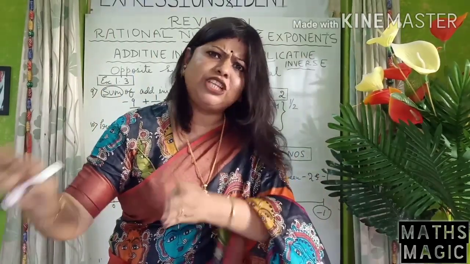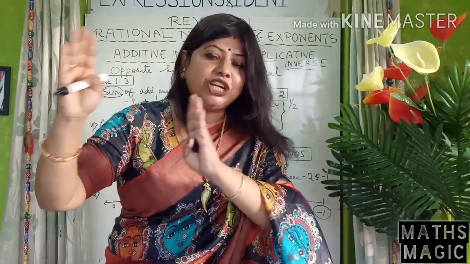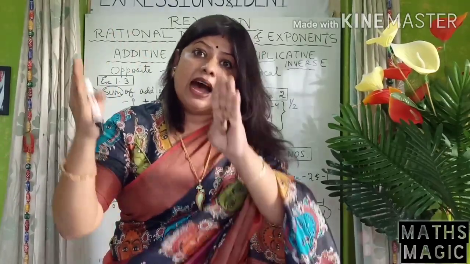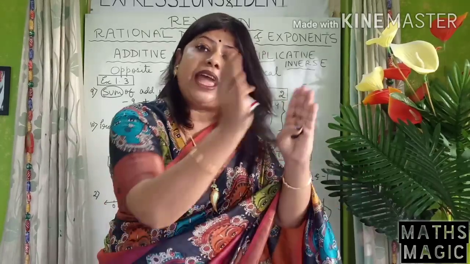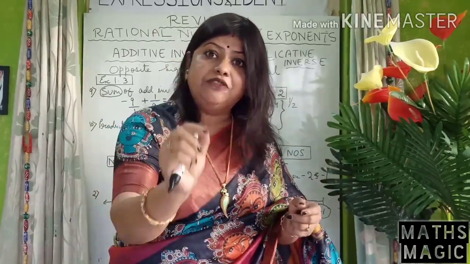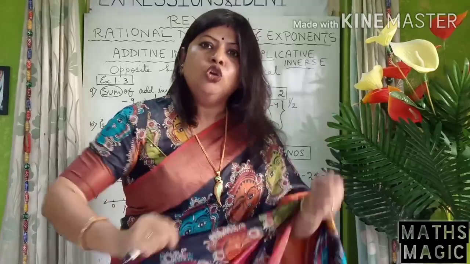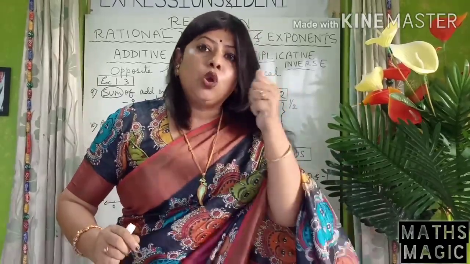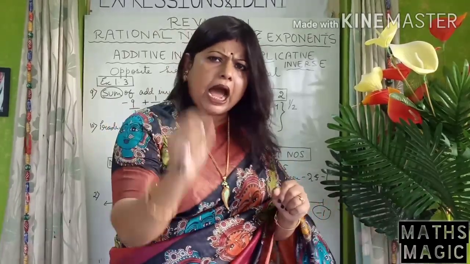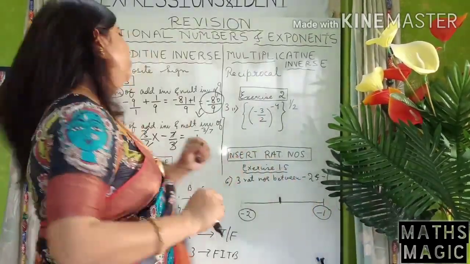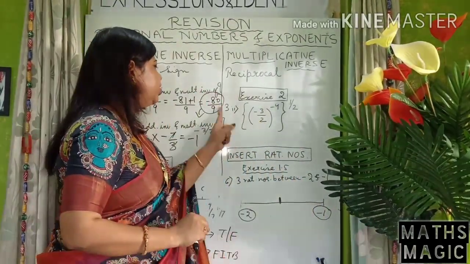So how will you change? You have to reciprocate. You are changing to positive. And then again you have to reciprocate it. Only then are you writing the multiplicative inverse of that particular thing. So I repeat, when you have questions on multiplicative inverse in exponents, I am doing the same example for you. Come to exercise 2, question number 3-2.